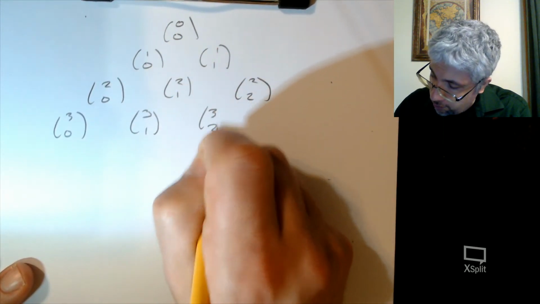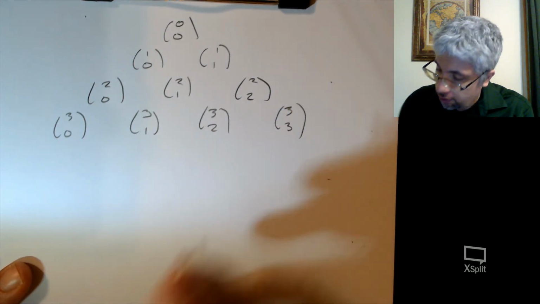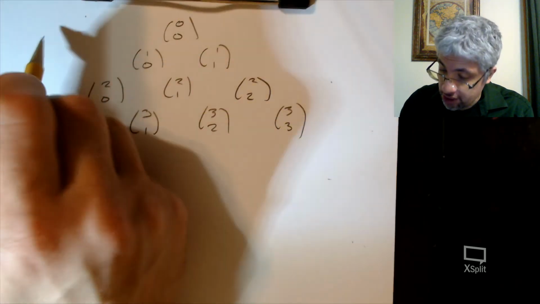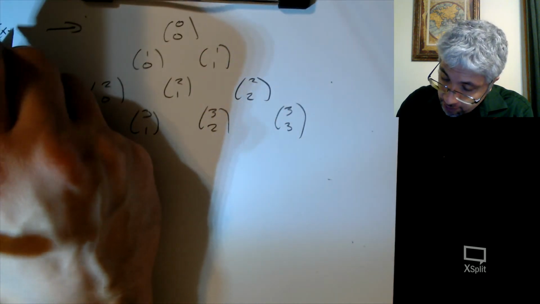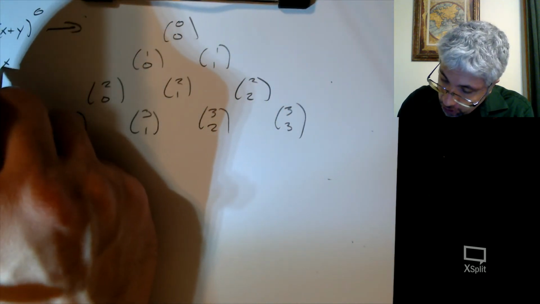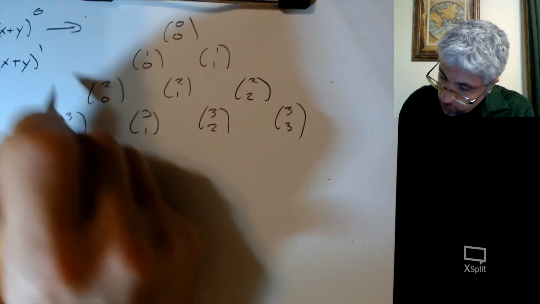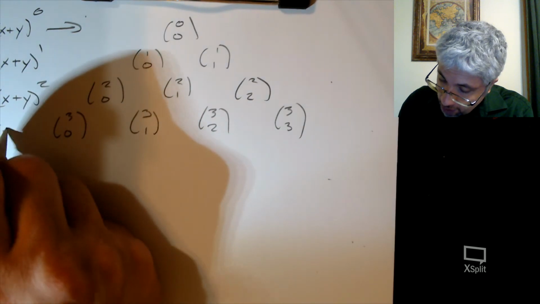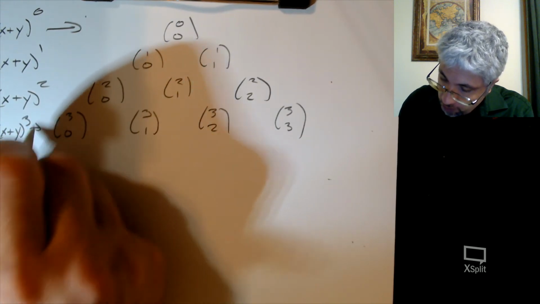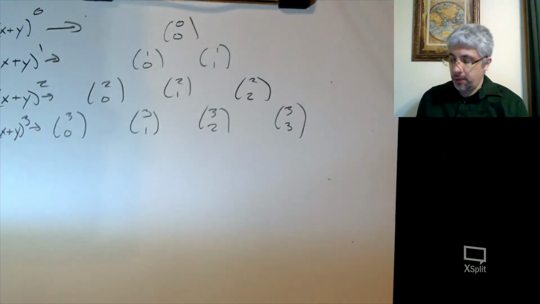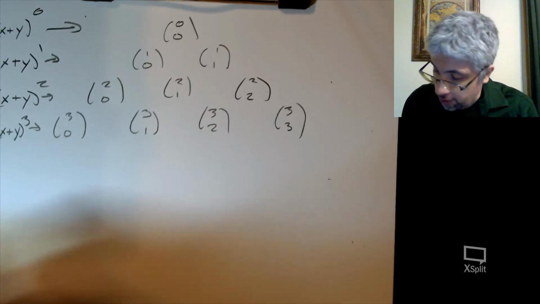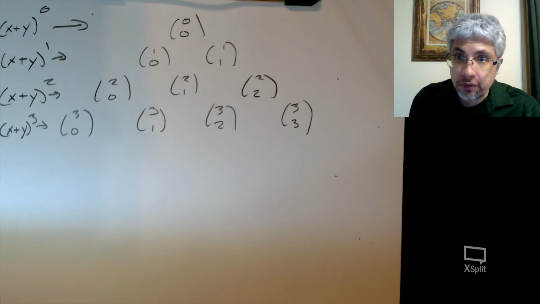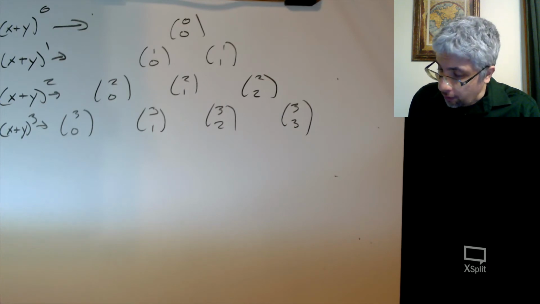1, 3, 2, 3, 3, and so on. And what are these? Well, these are the different coefficients. These are the coefficients of x plus y to the 0. These are the coefficients of x plus y to the 1, 1 and 1, of course. These are the coefficients of x plus y squared, x plus y cubed, and so on. So if I were to keep going, I'd get the coefficients of x plus y to the n for any n.